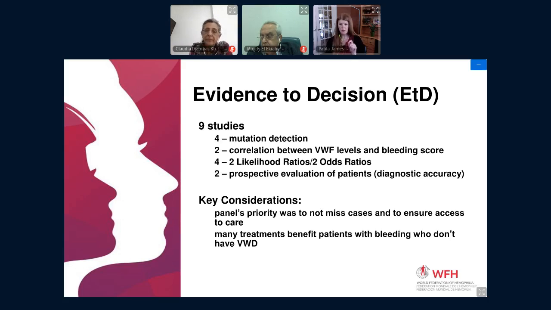And this is a really important point for this recommendation, and in fact for all of the recommendations the diagnosis panel made, which is that our priority was to not miss cases. And so we want to ensure access to care for everyone with von Willebrand's disease, recognizing that even if we got this wrong a little bit, patients can benefit from treatments for bleeding, even if they don't clearly have von Willebrand's disease.